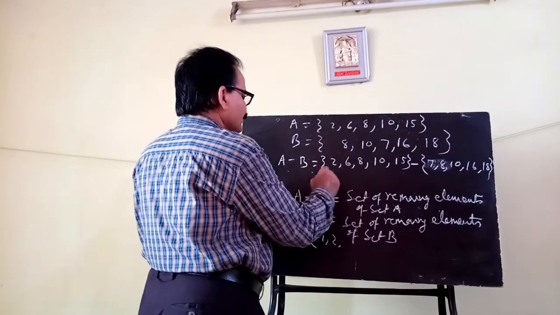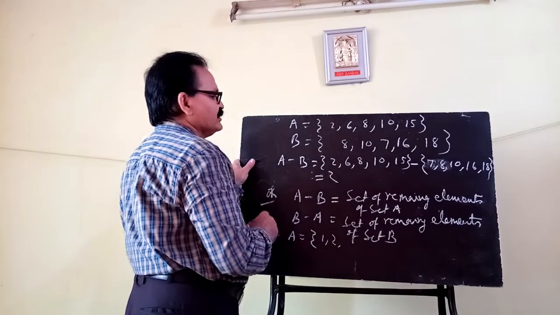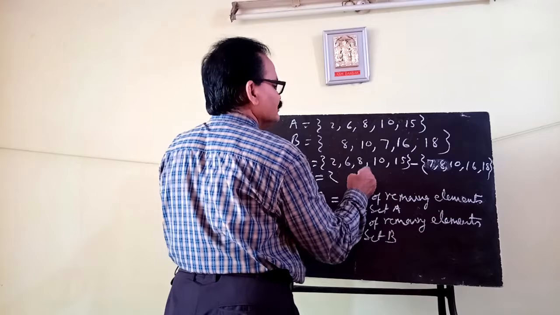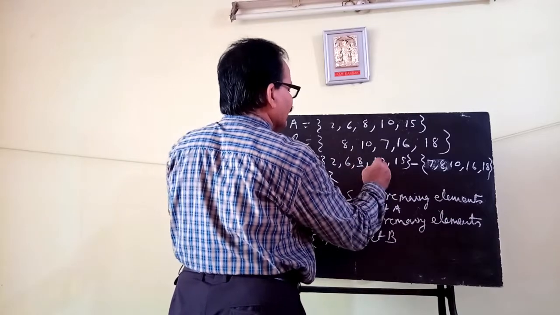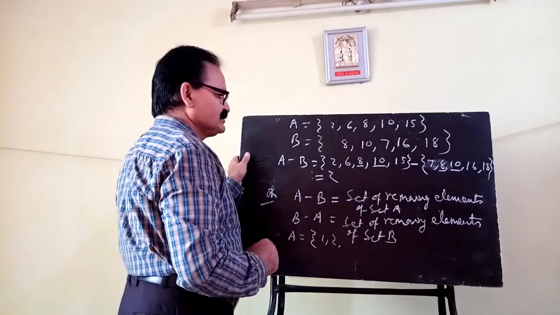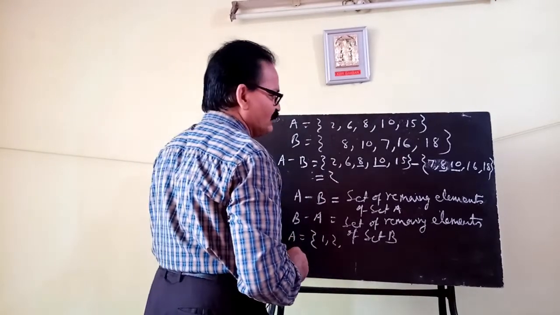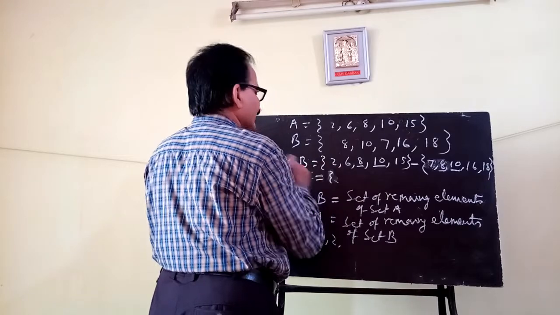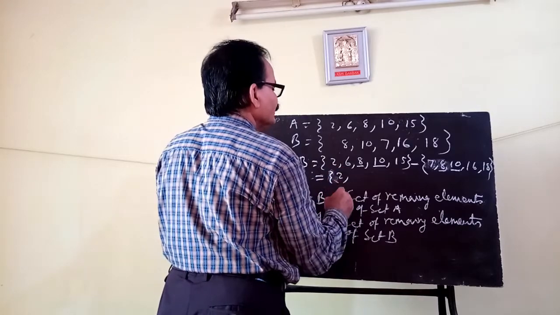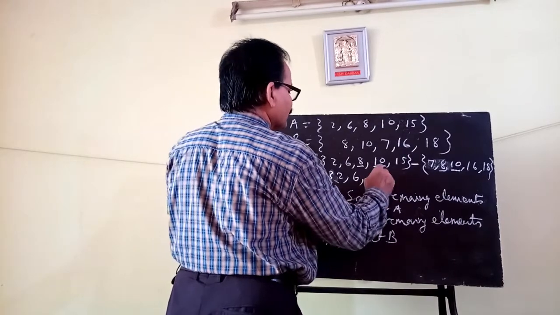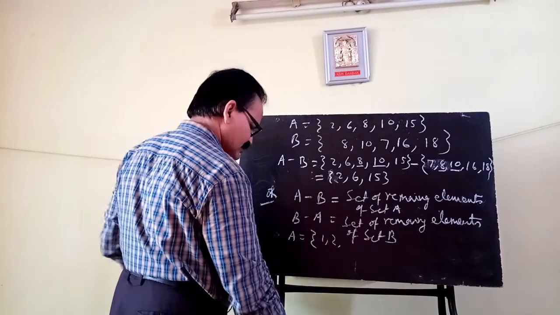So here for the remaining elements of set A, you have to not consider 8 and 10, as 8 and 10 are common. So the remaining elements of set A, that is 2, 6, 15, will be the answer.